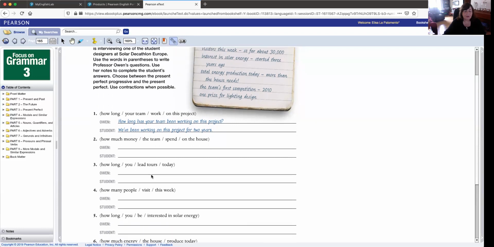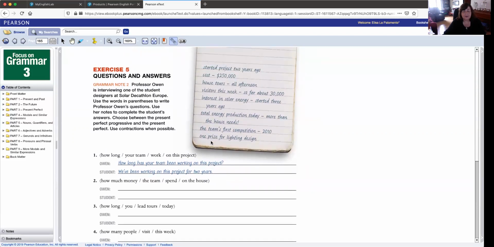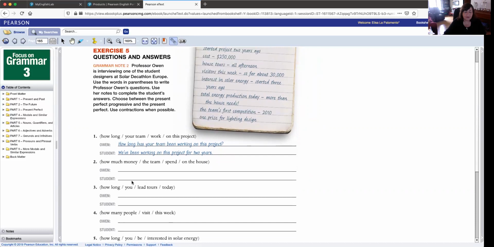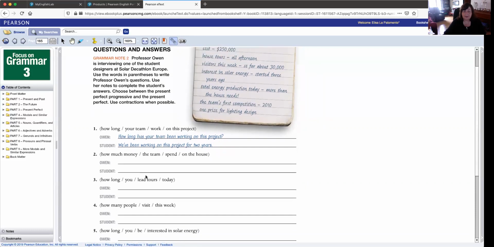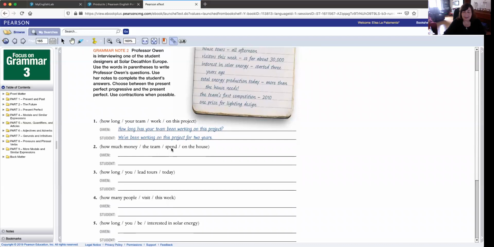Let's look at the second one. How much money did the team spend on the house? Okay, so let's look here. Here is the cost, $250,000. Okay. So this is the money they have already spent. So we're going to say, how much money, present perfect tense, how much money has the team spent on the house?